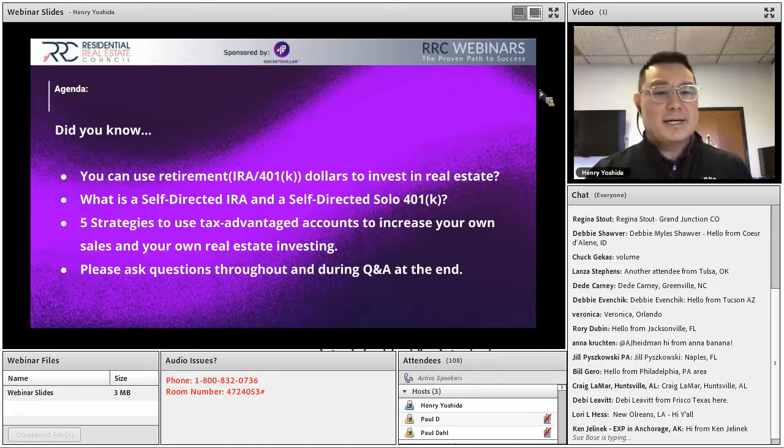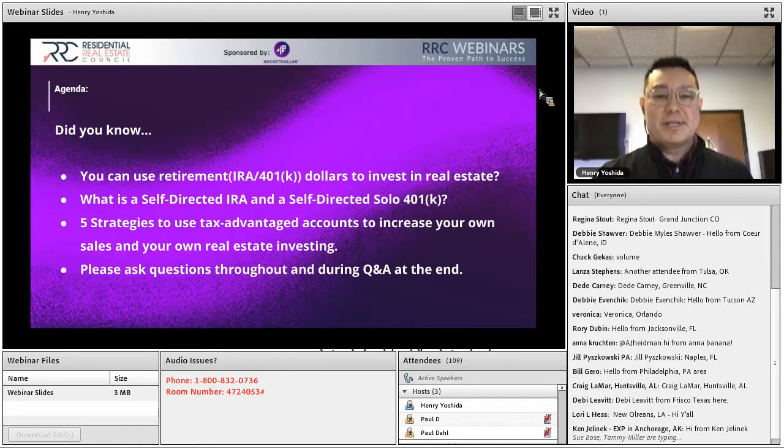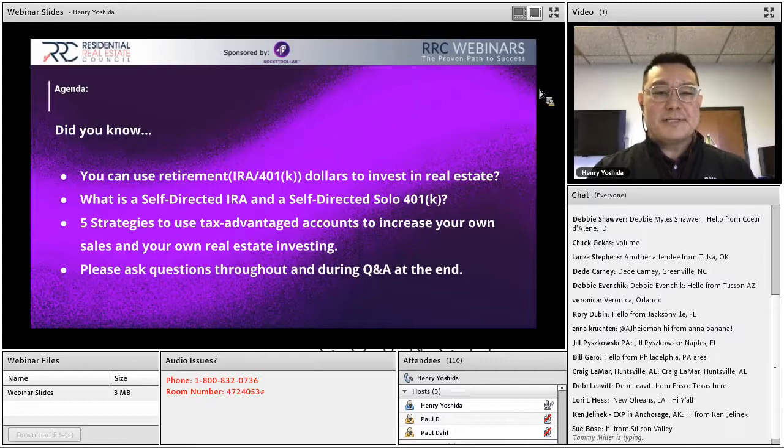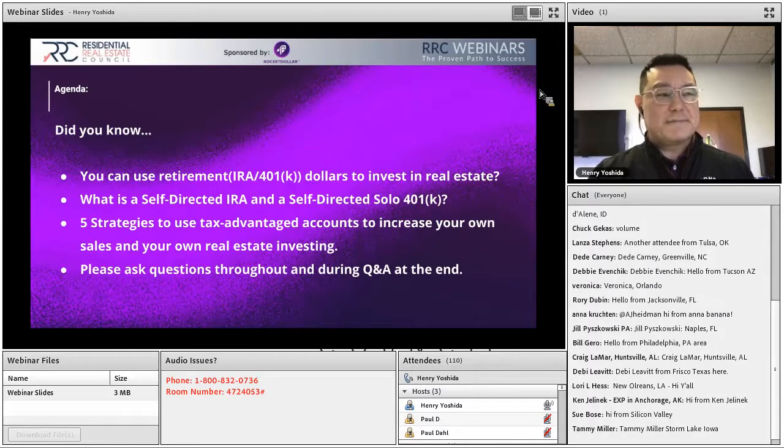So a little bit of a misnomer in the way that the accounts are titled, but really this type of IRA, self-directed IRA or self-directed solo 401k, really just refers to a retirement account that allows you to invest in something that is not a stock, bond, or mutual fund. So these are your S&P 500, Dow Jones Industrial Average, and or just mutual funds that are pretty ubiquitous now.